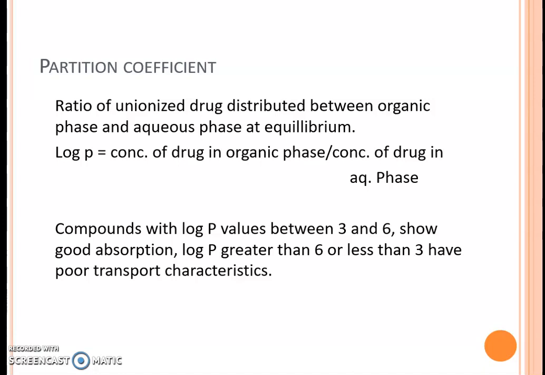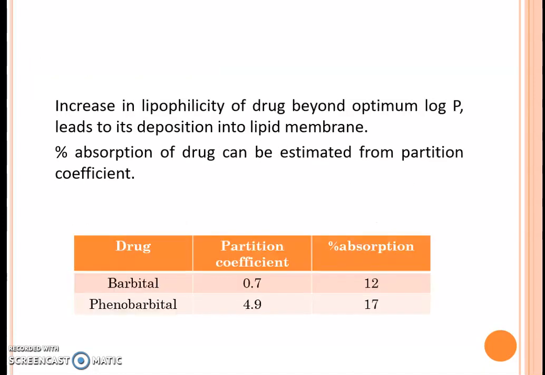Log P greater than 6 or less than 3 have poor transport characteristics. So for good absorption, the drug must show log P value between 3 and 6. Increase in lipophilicity of the drug beyond optimum log P leads to its deposition into the lipid membrane, because the drug will become more lipophilic and hence it will tend to deposit in the lipid membrane.